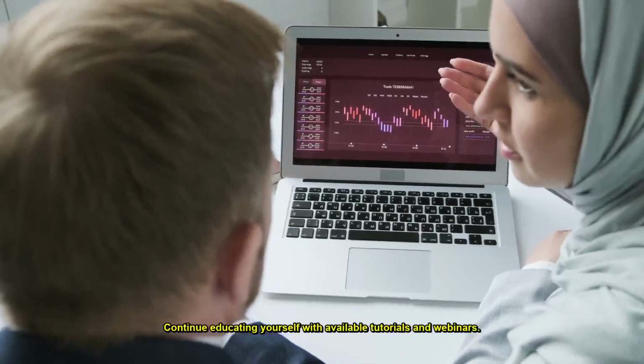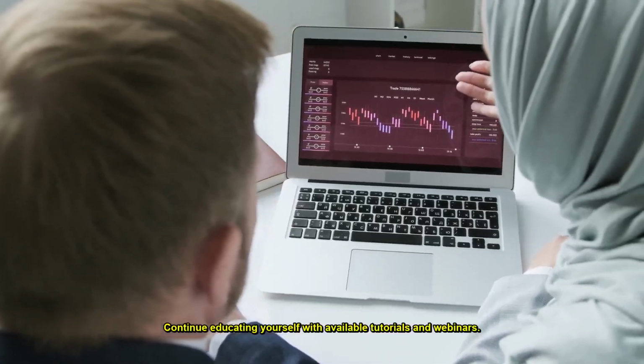Set alerts for price changes or news updates related to your investments. Regularly review your portfolio to adjust your strategies as needed. Stay informed on market news and updates through TradeStation resources. Continue educating yourself with available tutorials and webinars.